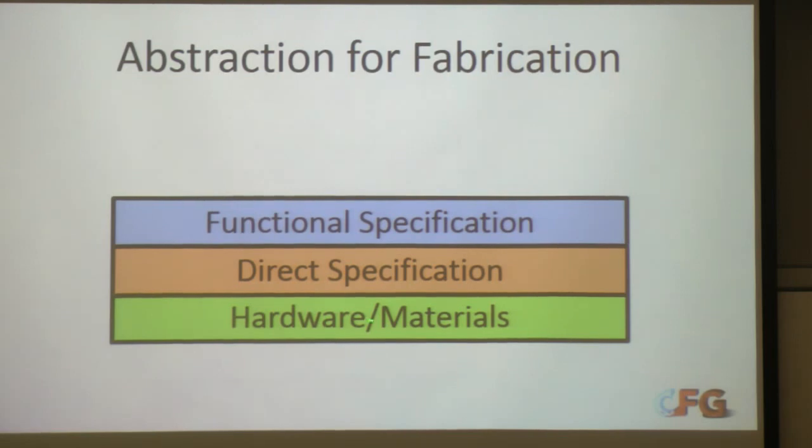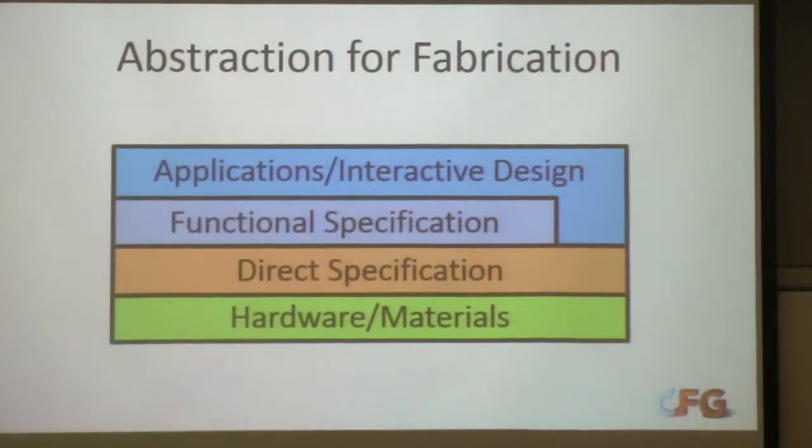So how do these pieces work together? At the bottom here, of course, you have hardware, right? And the direct specification layer is going to communicate directly with that hardware. And then the functional specification is going to communicate to the direct specification. So the output of the functional specification is going to be the input to the direct specification. Is this all? Of course not, right? You would like to be able to build applications and interactive design tools on the top of this whole stack. And these applications should communicate both with the direct specification and with the functional specification.